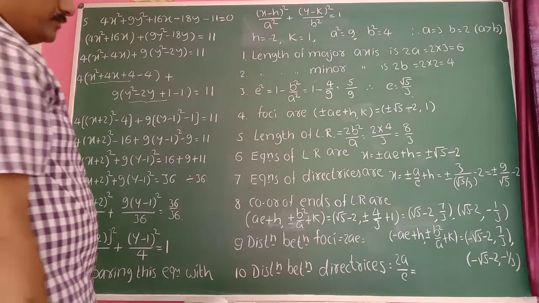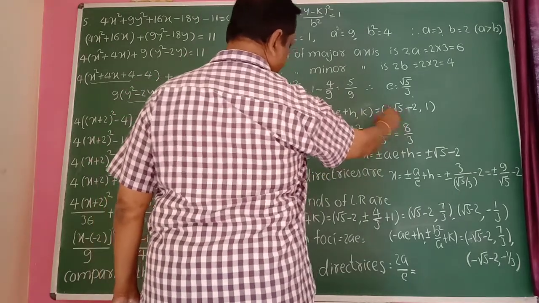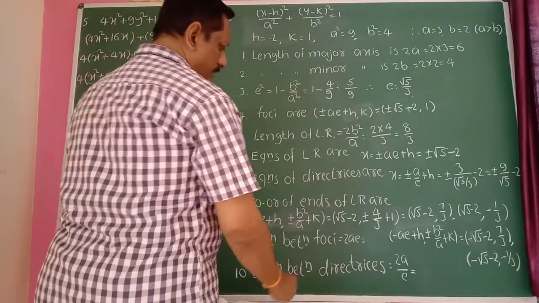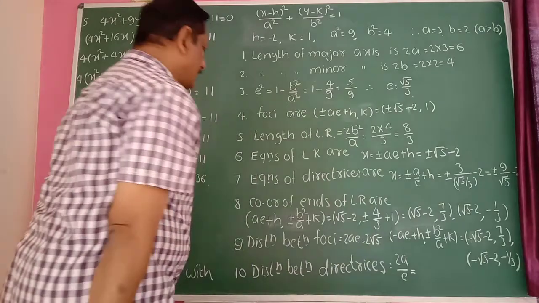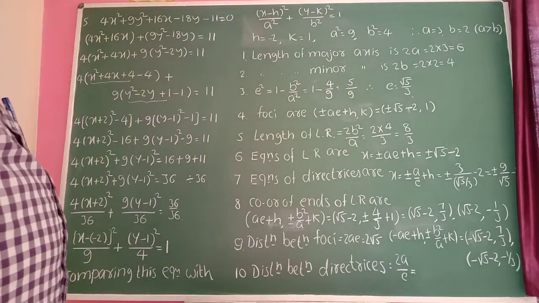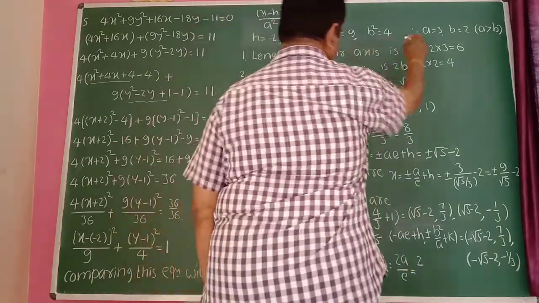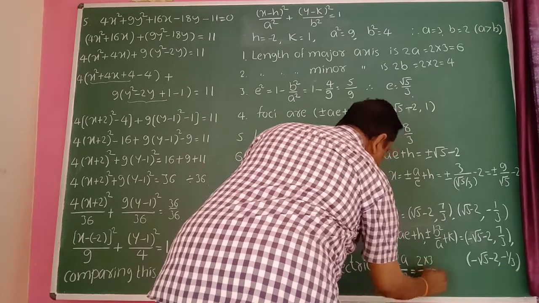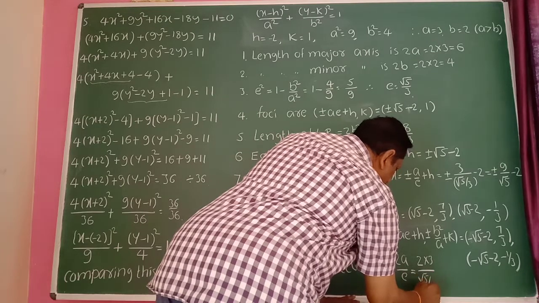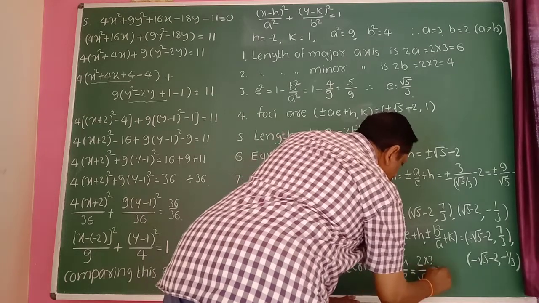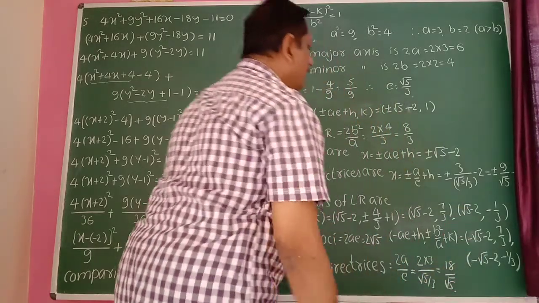Then the distance between the foci. You know a into e is root 5, so 2 root 5 is the distance between the foci. Distance between the directrices: 2 into a value 3, and eccentricity root 5 by 3. 3 upon 9, 9 twos are 18. So 18 divided by root 5 is the distance between the directrices.